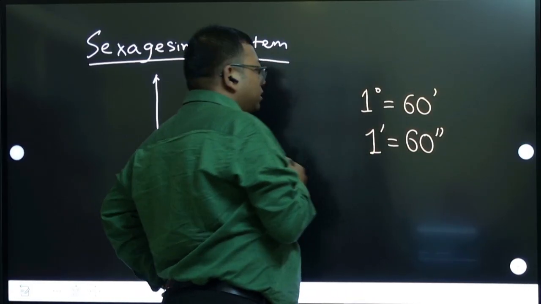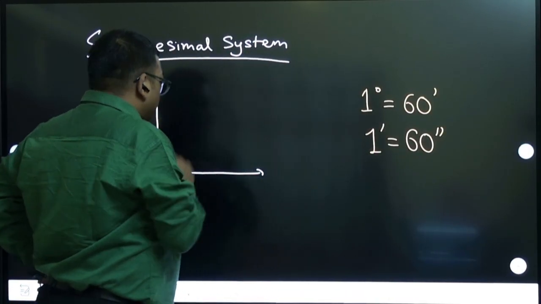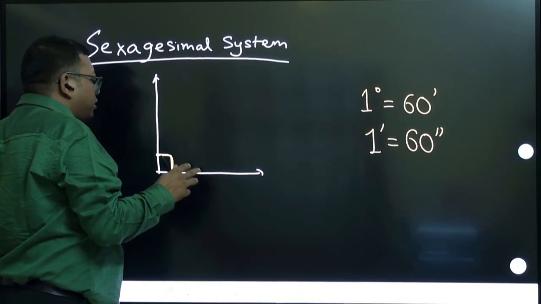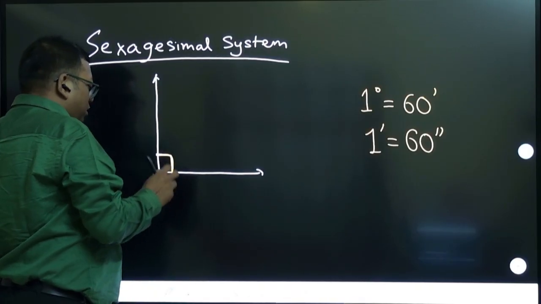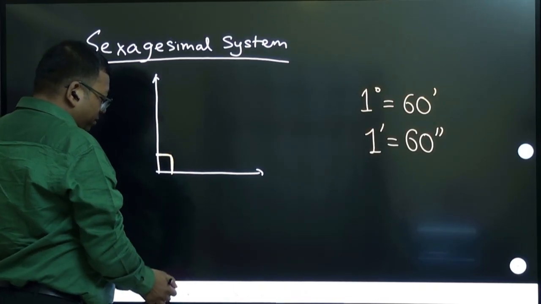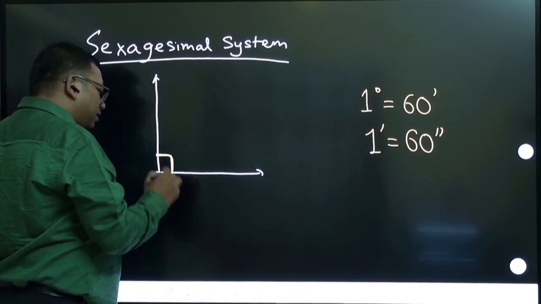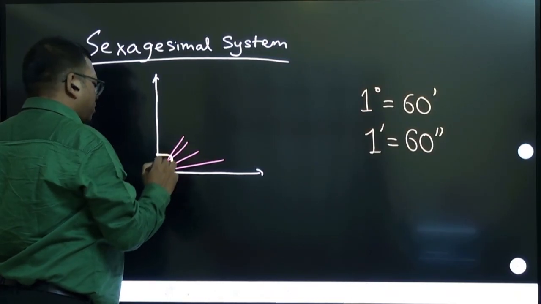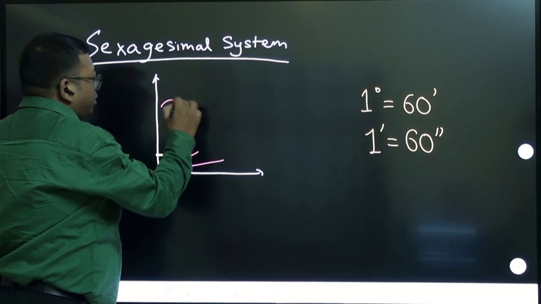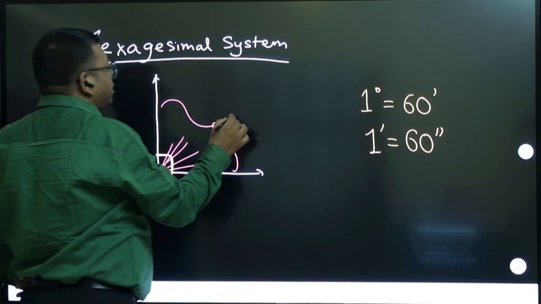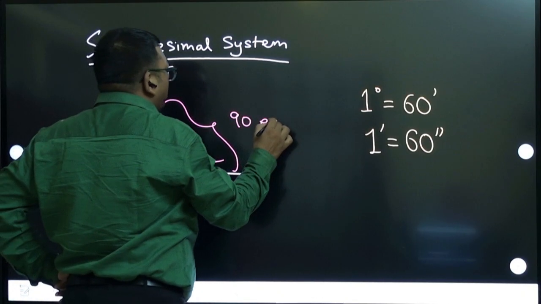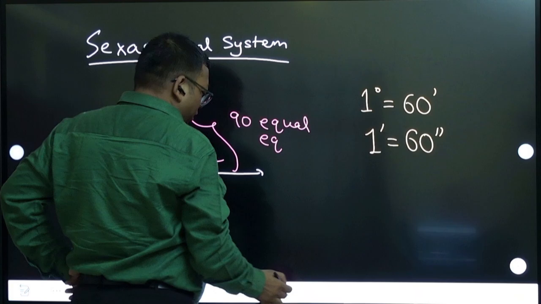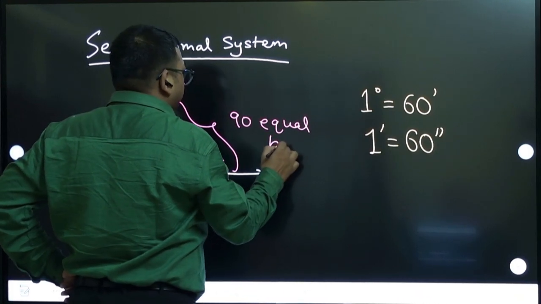First of all, what is this? This angle is there. Let us divide it into 90 equal parts. How to divide it into 90 equal parts? That means you have to make so many lines like this. So whatever this angle is, it is divided into 90 equal parts.